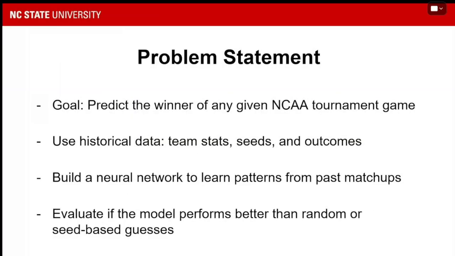So our goal is to predict the winner of any given NCAA tournament game. And to do this, we're going to use historical data, including team stats, seeds, and outcomes. And we're going to feed this into a neural network to learn patterns from these past matchups. And our main goal is to evaluate if the model can perform better than random or traditionally seed-based guesses, which is a very predictable form of guessing.